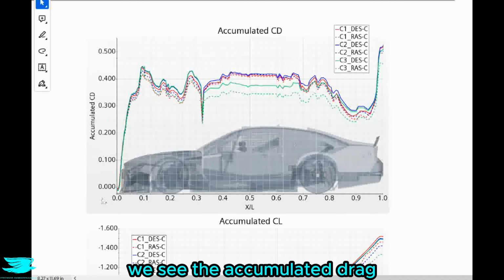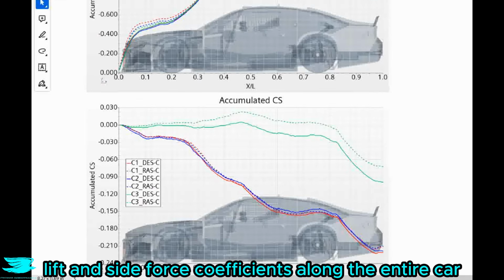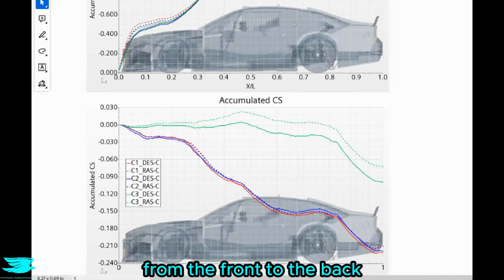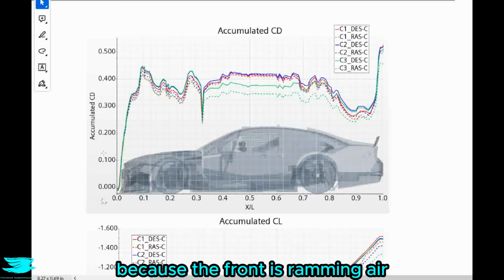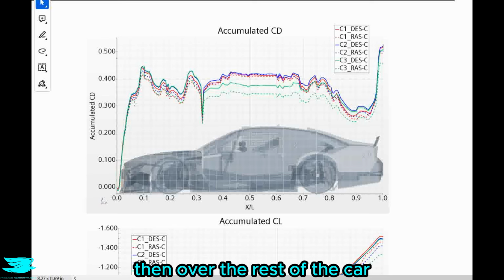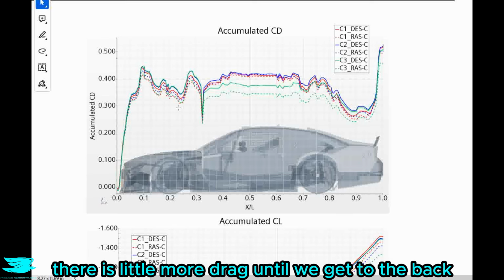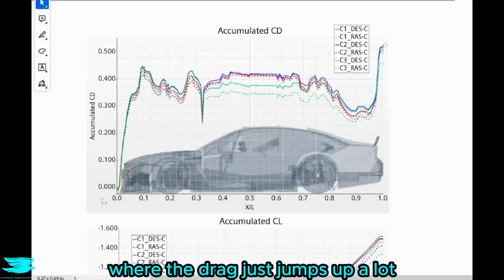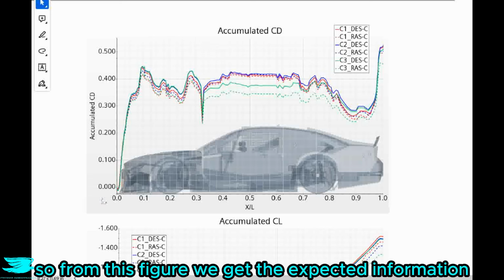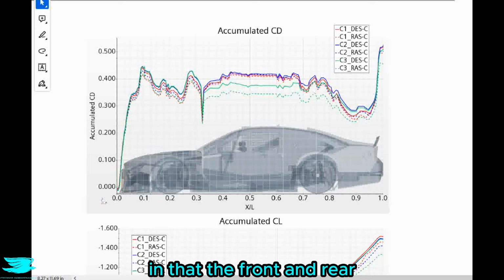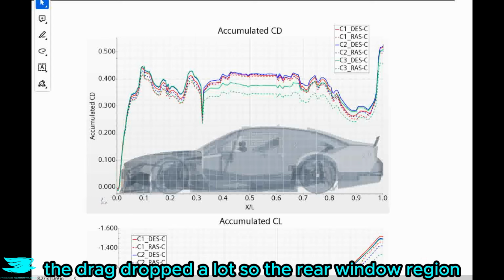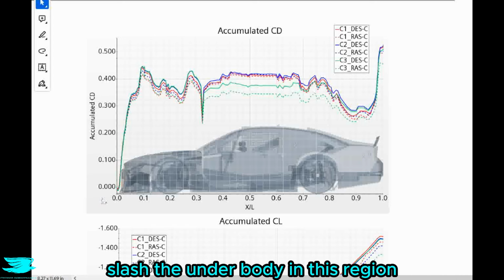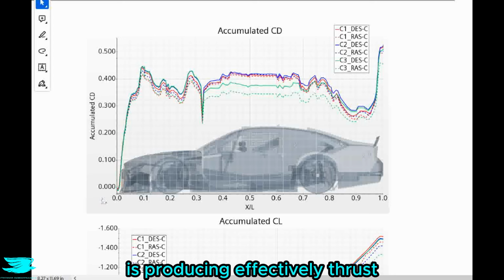We see the accumulated drag, lift, and side force coefficients along the entire car from the front to the back. For the drag coefficient, we see, as expected, a huge spike at the front because the front is ramming air and causing high pressure there. Then over the rest of the car, there is little more drag until we get to the back, where the drag just jumps up a lot. So from this figure, we get the expected information, and in that the front and rear are the main contributors to the drag, and that the drag coefficient of this NASCAR is about 0.5, but interestingly, over the back window, the drag drops a lot. So the rear window region / the underbody in this region is producing effectively thrust.